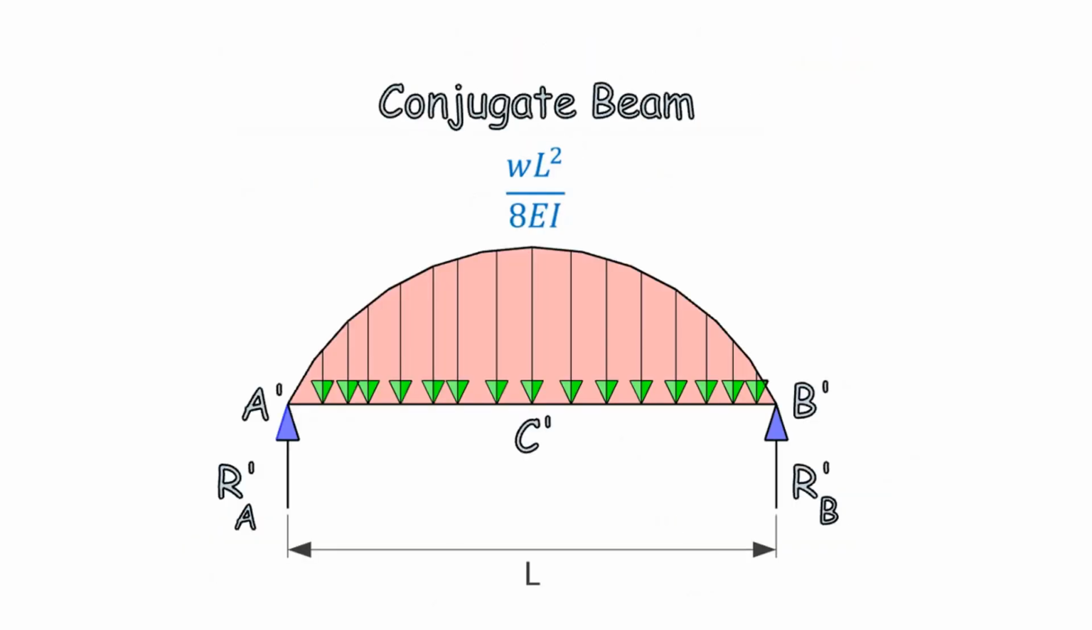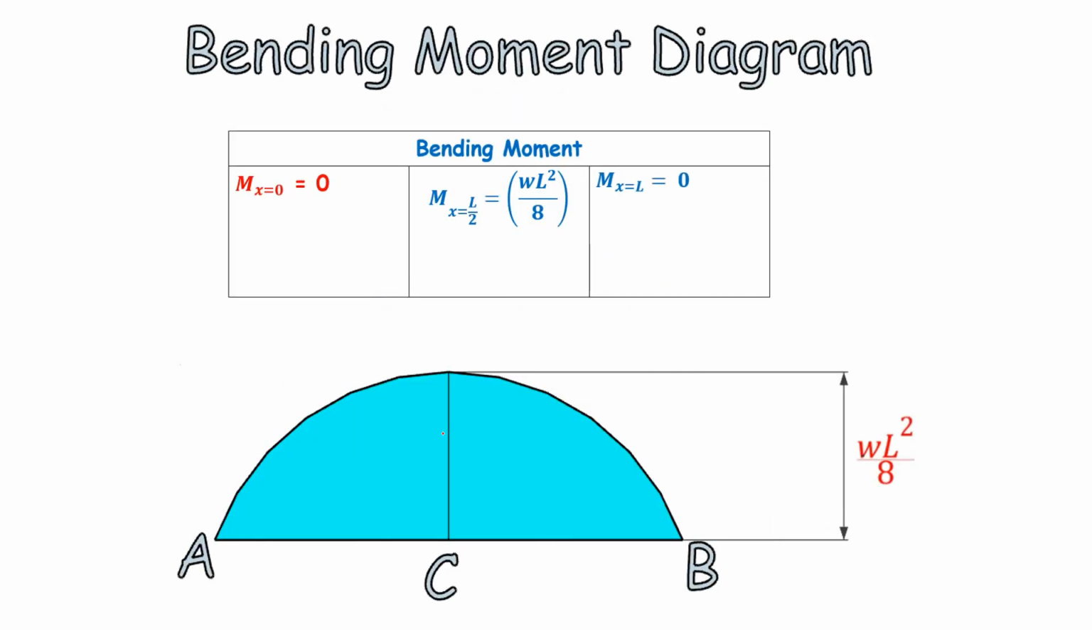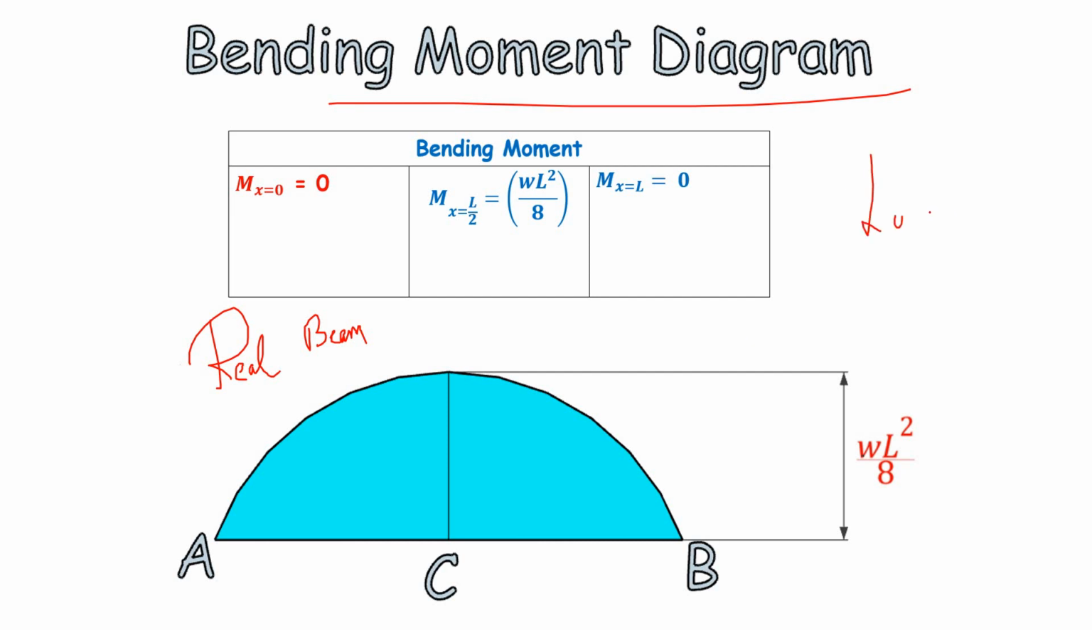Now the same beam, which was solved earlier, is called the real beam, and next to the real beam we go and solve the conjugate beam. Now the point is, note that this is the bending moment diagram for the real beam. Okay. Then what do we do? This bending moment diagram is taken to be the load for the conjugate beam.